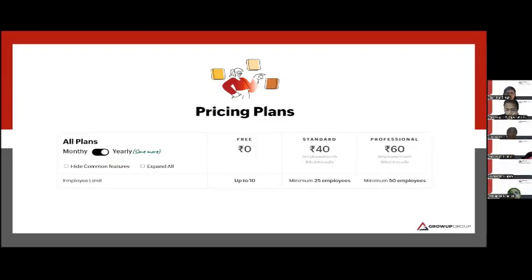So the pricing plans are as below. If we are opting for the free version, it is accessible only up to 10 employees. And if we are using the standard version, there are charges applicable. It is rupees 40 per employee per month, provided the minimum number of employees is 25. And if we are opting for the professional plan, the charges are rupees 60 per employee per month, and it is billed on an annual basis. And the minimum number of employees should be 50.